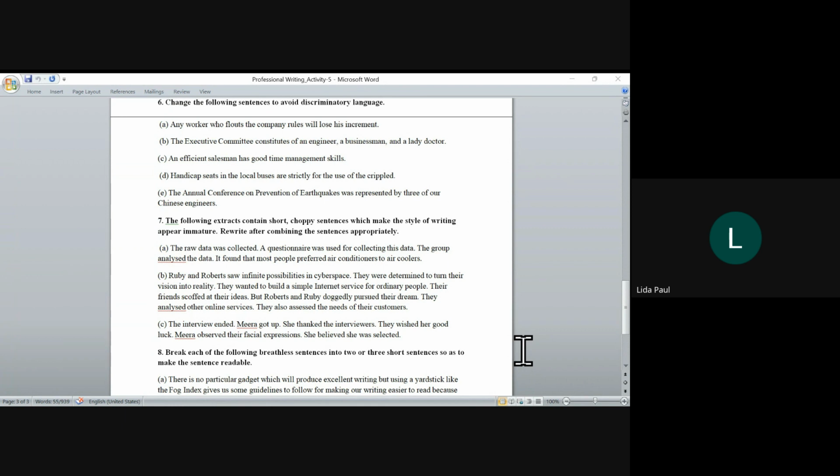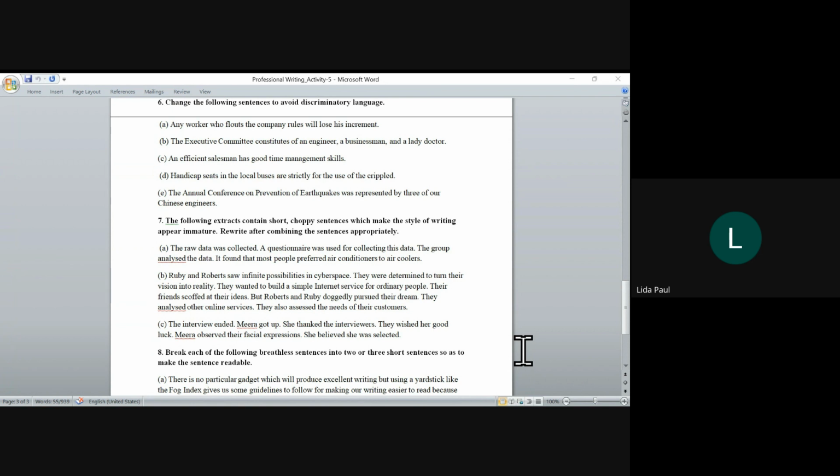Right now, this one you don't have to add or change anything because it's a good length sentence. You don't need to cut it off or chop it off or lengthen it further. Next one, their friends scoffed at their ideas, but Roberts and Ruby doggedly pursued their dream. So you can change this to, although their friends scoffed at their ideas, Roberts and Ruby doggedly pursued their dreams. Right? So you've brought two of those things together.